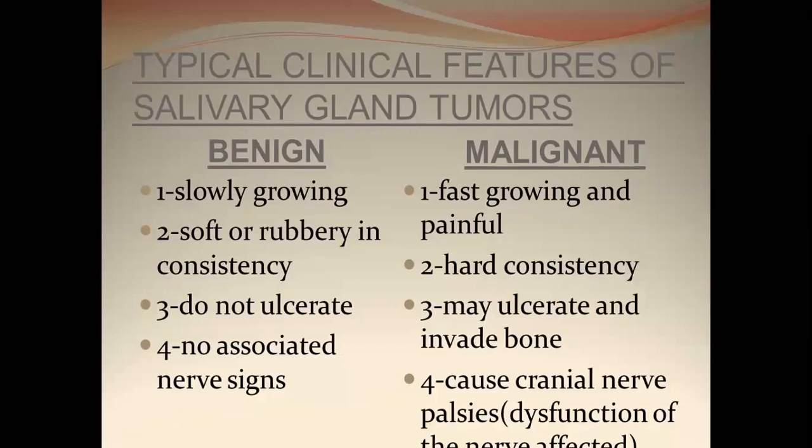Now, the typical clinical features of salivary gland tumors are divided into two: one is the benign and the other is the malignant. In the benign, the tumors are slowly growing, soft or rubbery in consistency, they do not ulcerate, and they are not associated with nerve involvement. While the malignant ones are fast growing, and sometimes when they involve the nerves, there is facial palsy. They are hard in consistency, may ulcerate and invade the bone, and can also cause cranial nerve palsies.